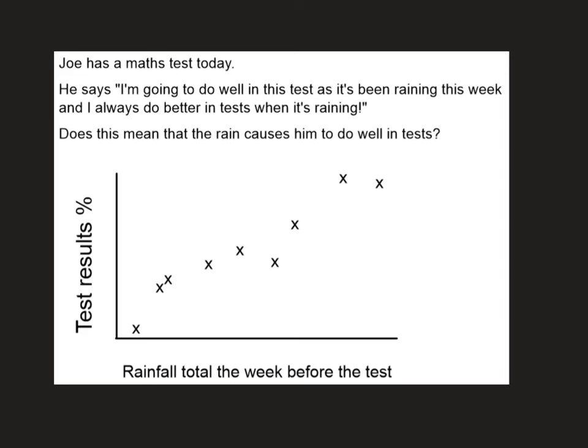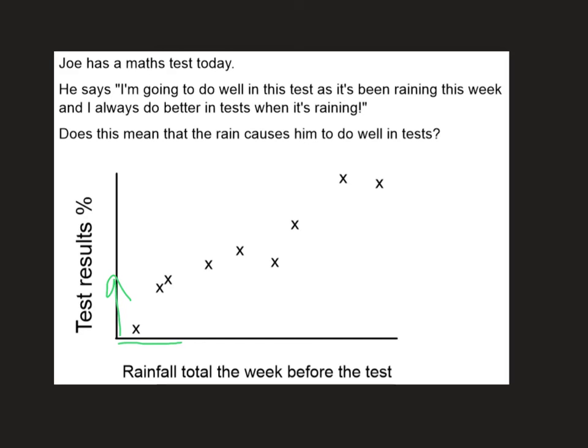Well, hopefully we've had time to have a think about it. This scatter diagram generally suggests that he might be right, because the greater the rainfall is, the greater his test results are. However, let's use our common sense here. Does the rain cause him to do well in tests? Well, no. There's probably something a bit more to it.